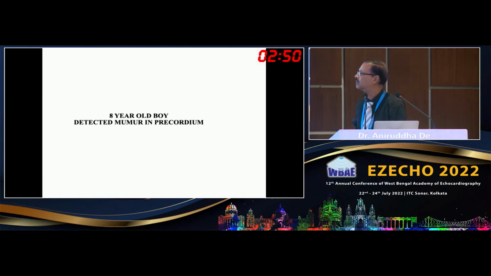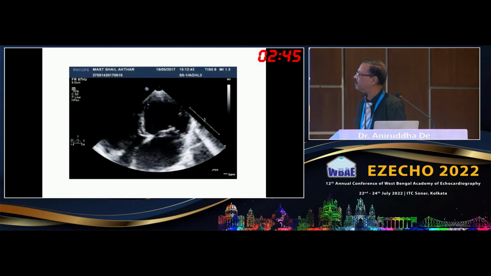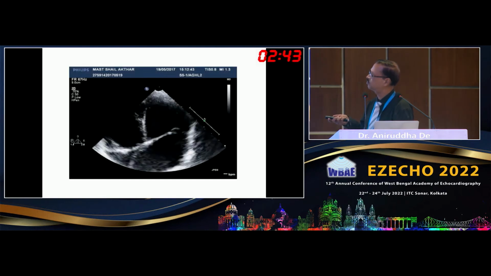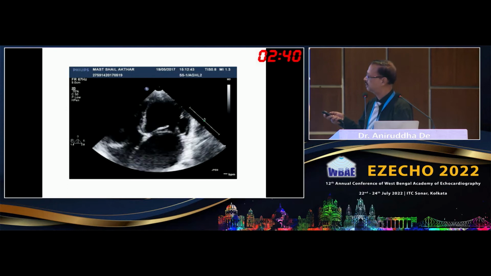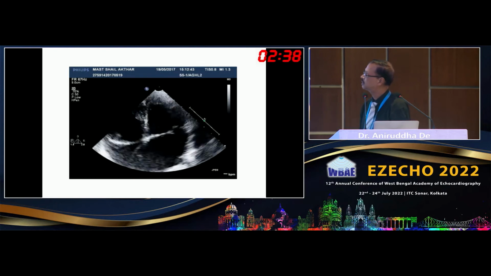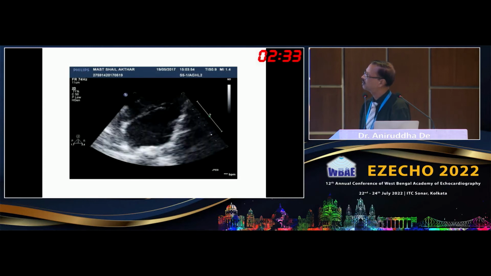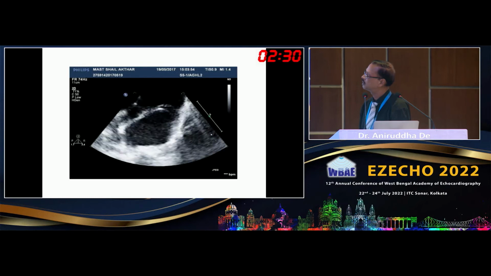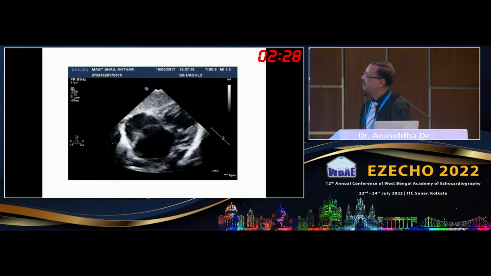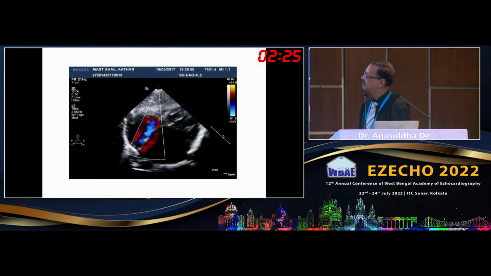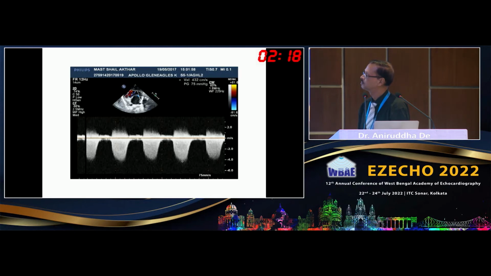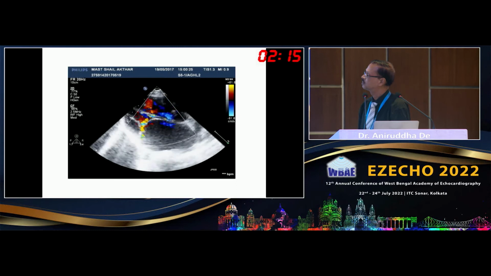So in this context, I will show another case of cor triatriatum with an 8-year-old boy, detected murmur in the precordium. Here the structure is absolutely close to the mitral valve, and you can see clearly it is beyond the LA appendage. So beyond the LA, definitely a supramitral ring. And in these patients also look for a single papillary muscle and a parachute mitral valve also.